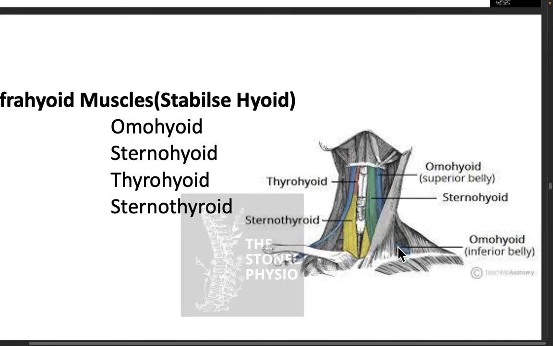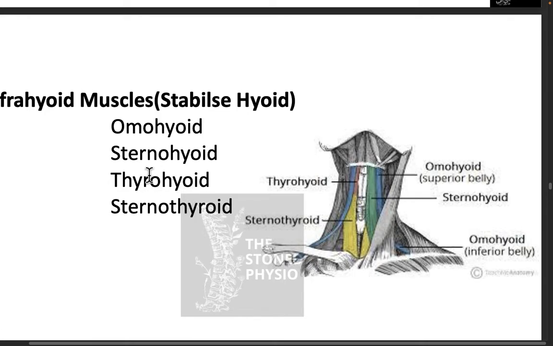Now we can see that we have the sternohyoid. The sternohyoid has attachment between the sternum and the hyoid bone. This green colored one has attachment with the hyoid as well as with the sternum. So this is the sternohyoid. Likewise, we have the thyrohyoid and the sternothyroid as well.